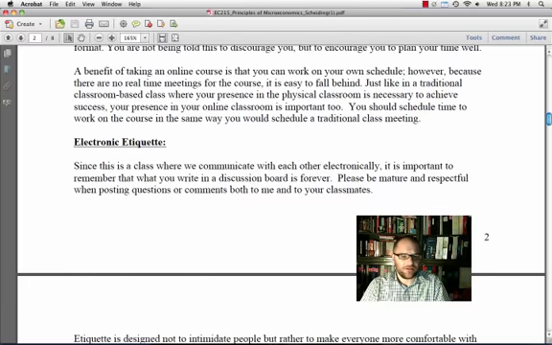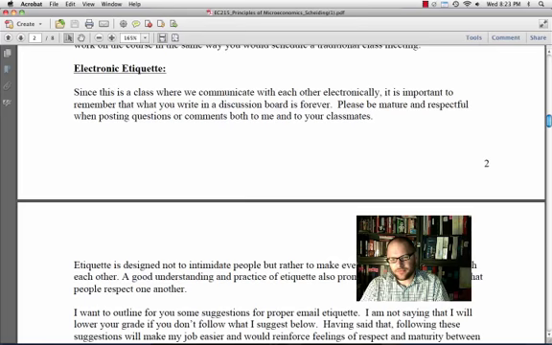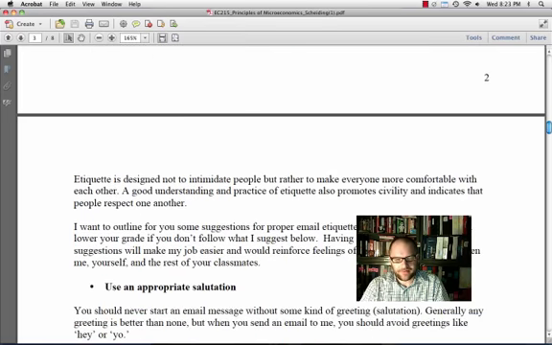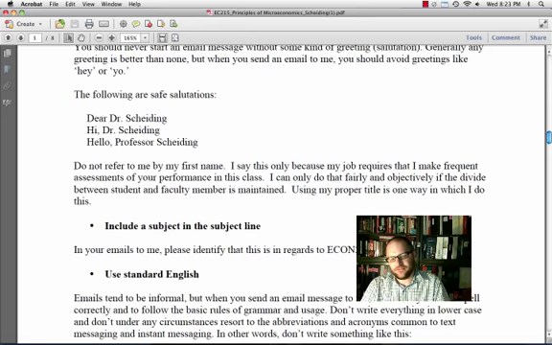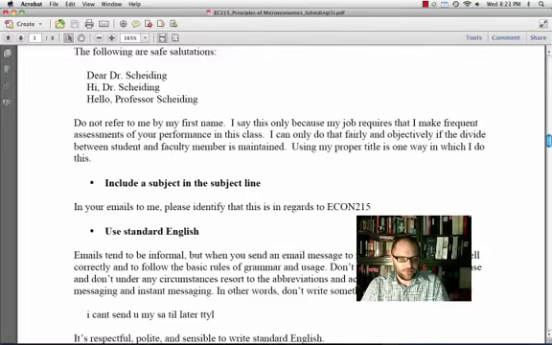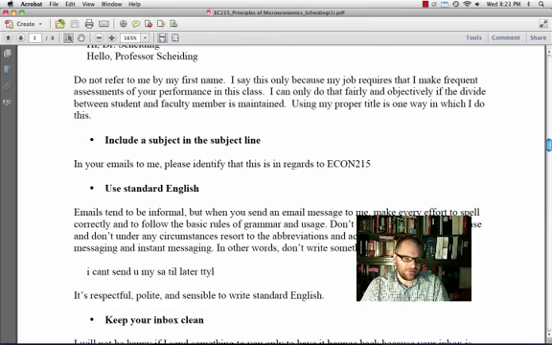I give you a brief thing about electronic etiquette. Just basically, when you're writing emails, there should be a small degree of formality. I'm not trying to say that you have to bow to me or anything like that, but just proper salutations, maybe a subject line if you want to, but that's not that necessary.